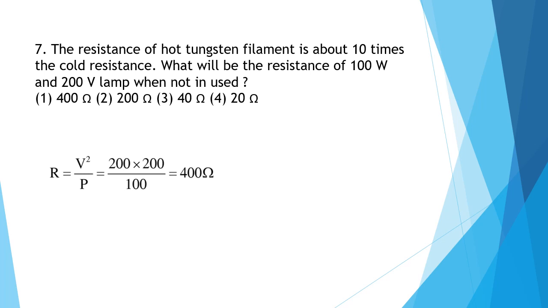Now in the question it is mentioned that the resistance of a hot tungsten filament is 10 times the cold resistance. So when the lamp is not in use, the resistance of the cold tungsten filament will be R hot divided by 10, because it is 10 times. So the answer which you will get is 40 ohms. So the correct answer is option 3.